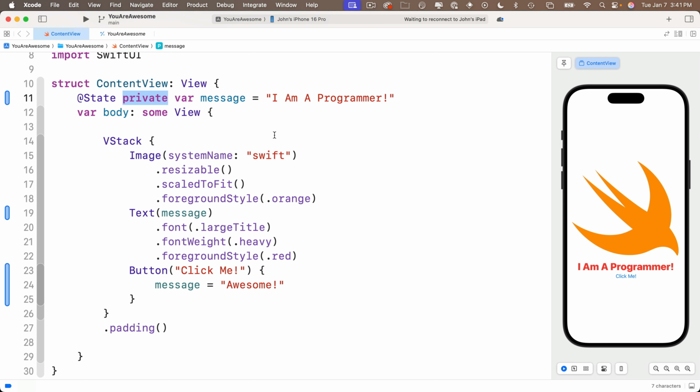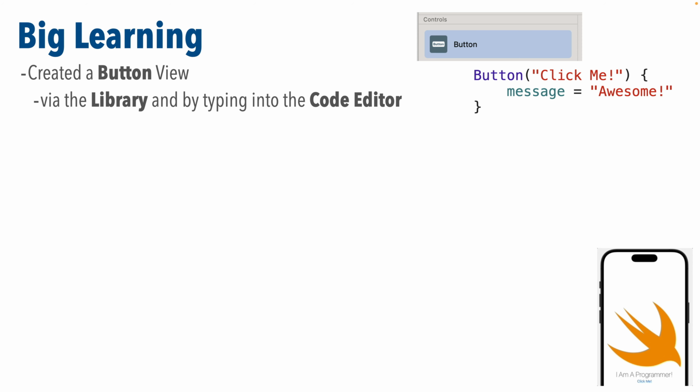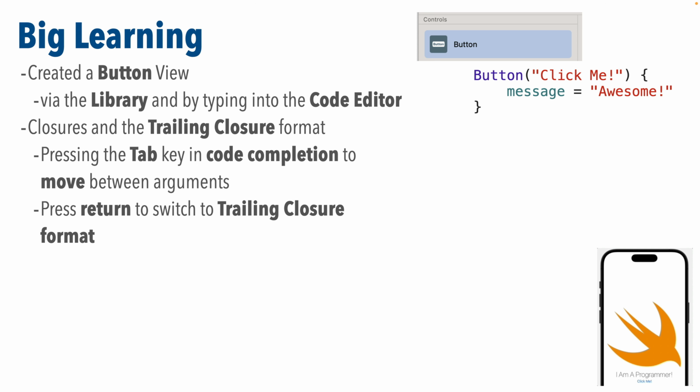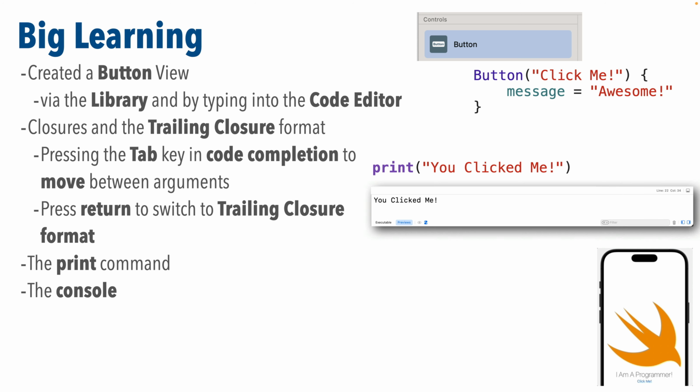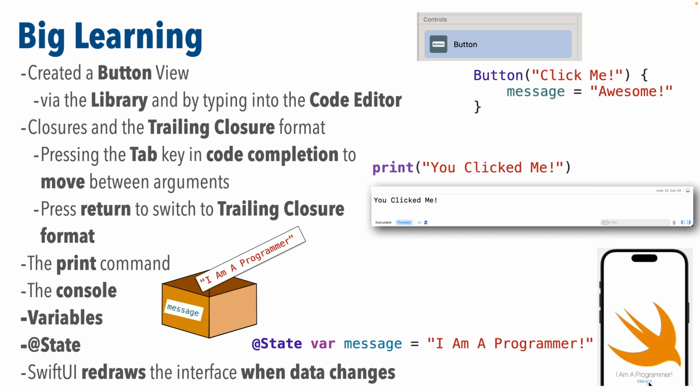But Swifter, once again, we've had a lot of big learning in this lesson. We've learned to create a button both with the library and by typing code directly into our editor. We learned about the trailing closure format and how to get Xcode to switch to this format. We learned about the print command, the console, variables, and SwiftUI's special state keyword that allows us to mutate or change the contents of a variable, and we learned that even though SwiftUI throws out the old interface and redraws the interface when values change, the state variables aren't thrown away. They're sort of parked off to the side so their contents can remain at whatever the last state was set to. Those are a lot of concepts.